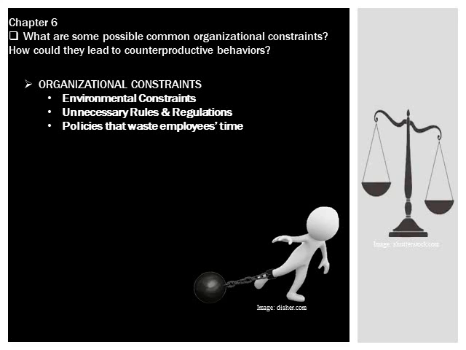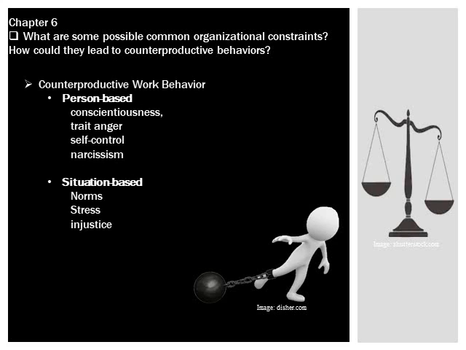When we look at unnecessary rules and regulations, those can be seen as things that strip away agency and autonomy of the employees to do the job that they have been paid to do. And so those things contribute to counterproductive work behavior. And so there are two forms of counterproductive work behavior: person-based and situation-based.